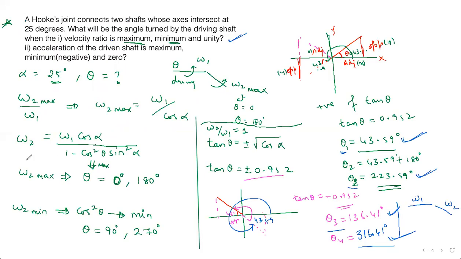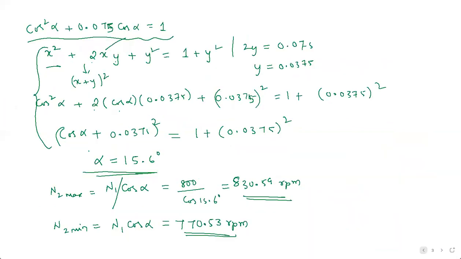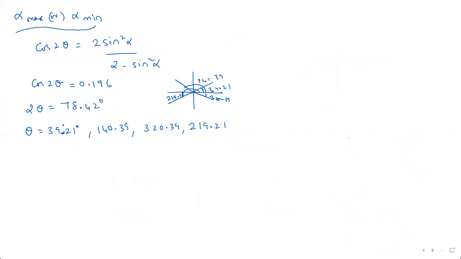So the question is, acceleration of a driven shaft is maximum, minimum, and 0. So you have to find out the theta value, right? The angle turned by the driven shaft when, this is the first condition. So you need to find out theta values for maximum, minimum acceleration and all. How can I find out now? I have all the theta values, but when is it maximum? When is it minimum? Those things we don't know.